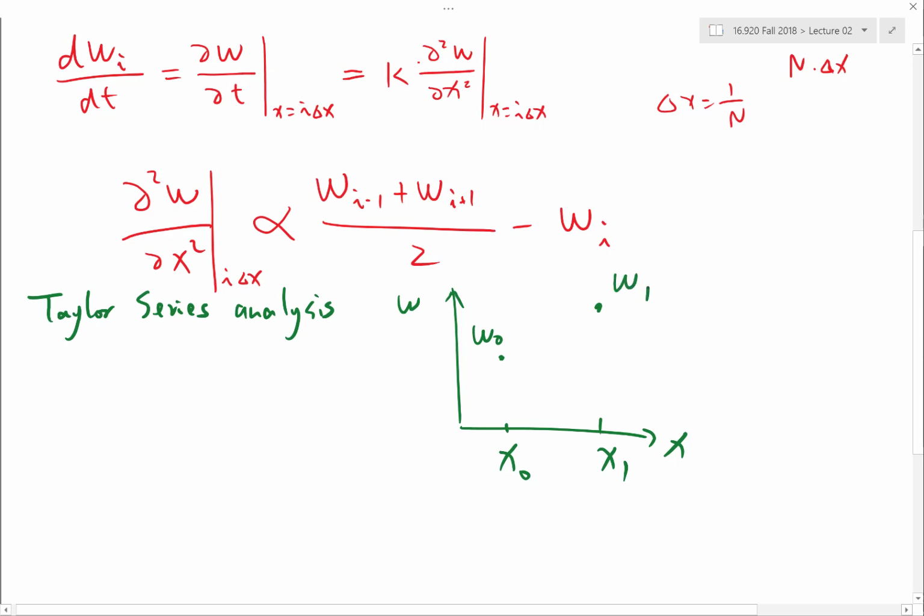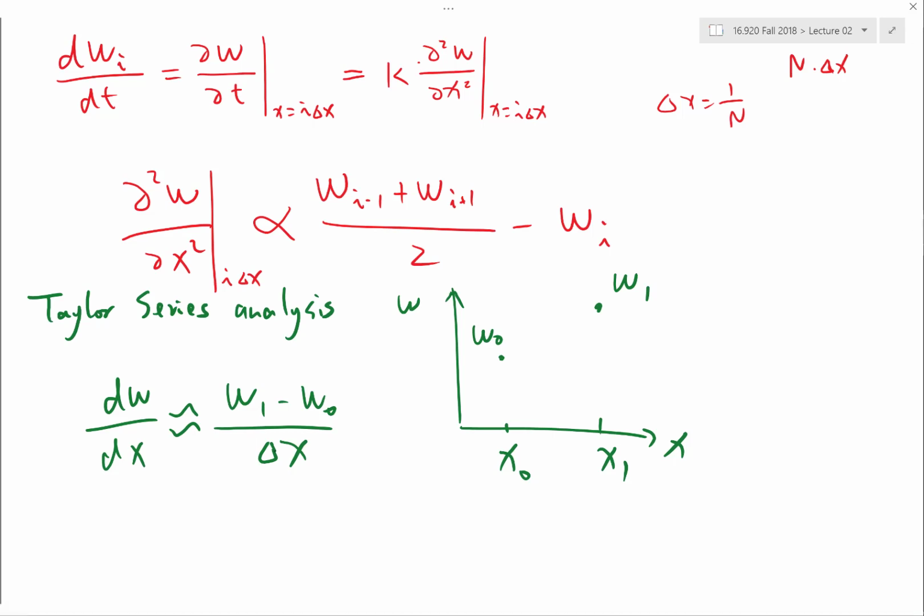An intuitive way to compute the first order derivative of the function near these 2 points, I mean, imagine these 2 points are very close, is actually, as a lot of you said, the slope, right? Which means the derivative of the function dw/dx can be approximated as (w1 minus w0) divided by delta x. So this is actually an application of the Taylor series analysis.